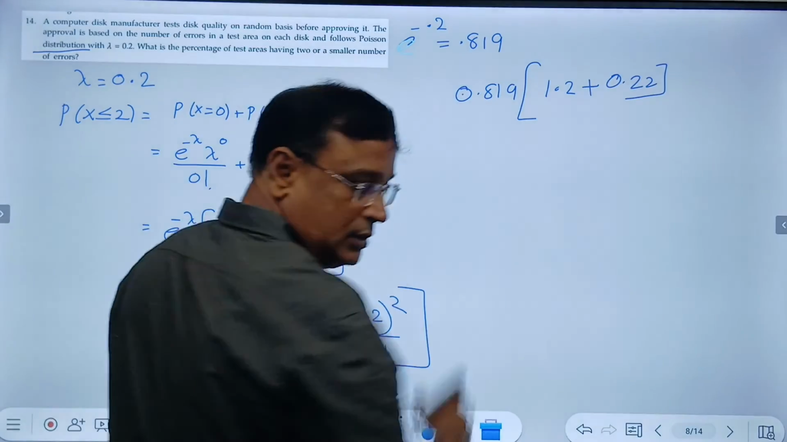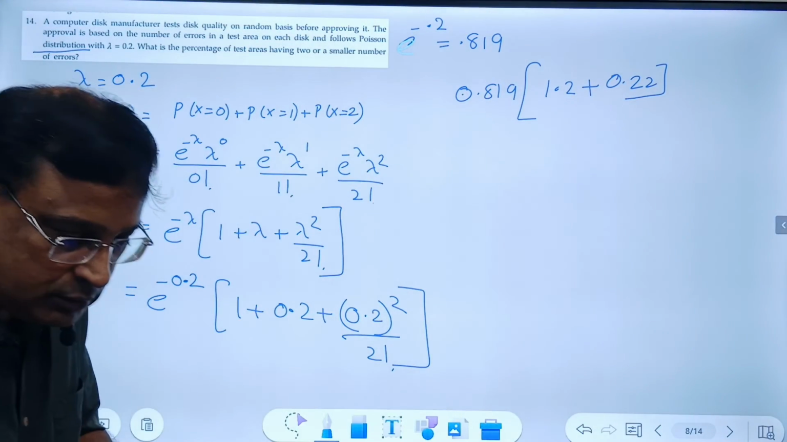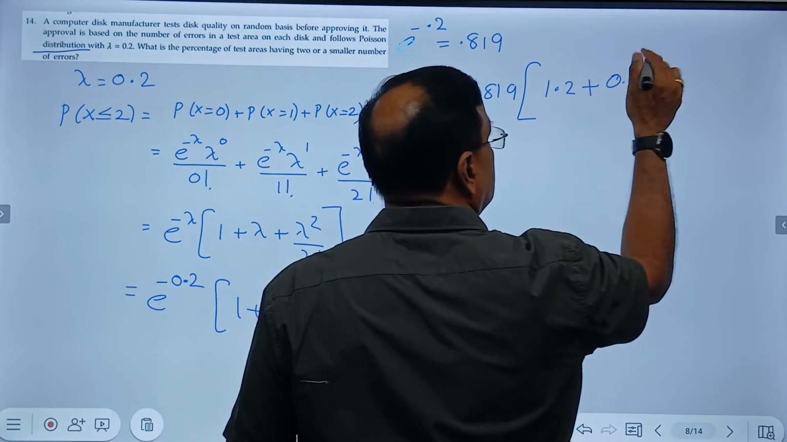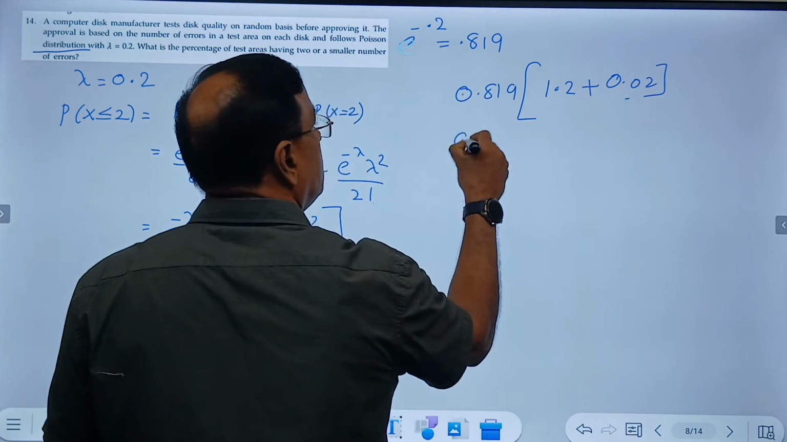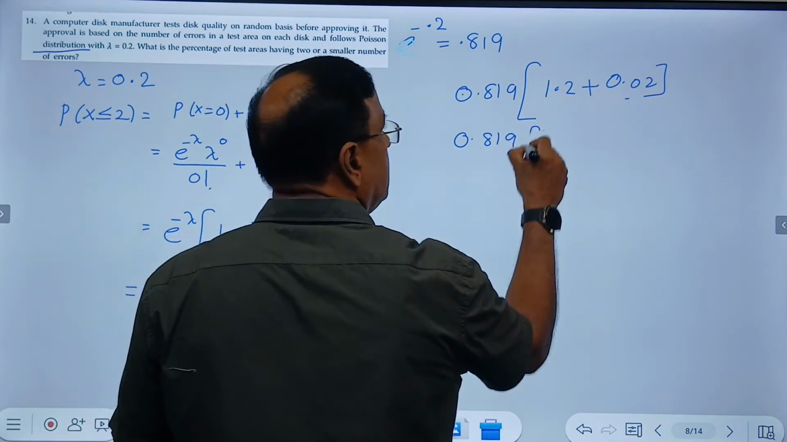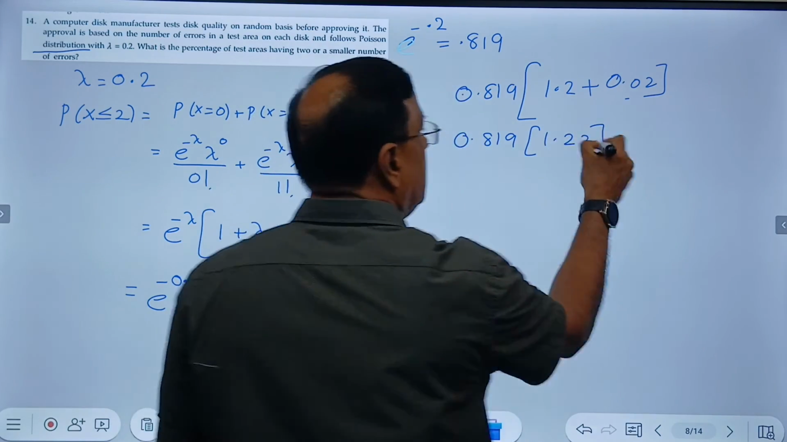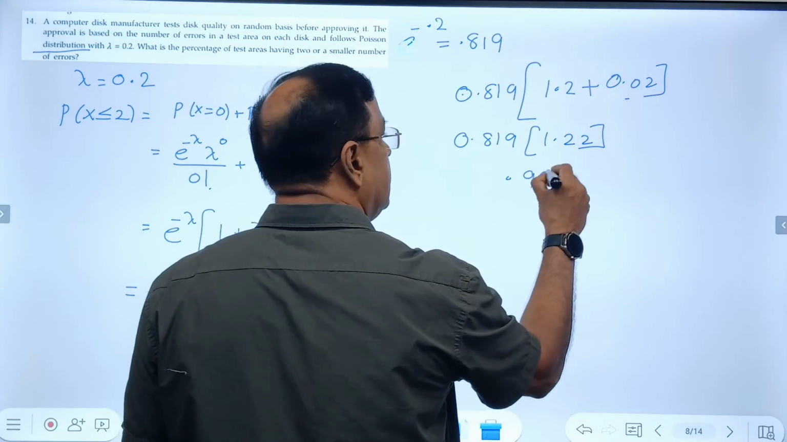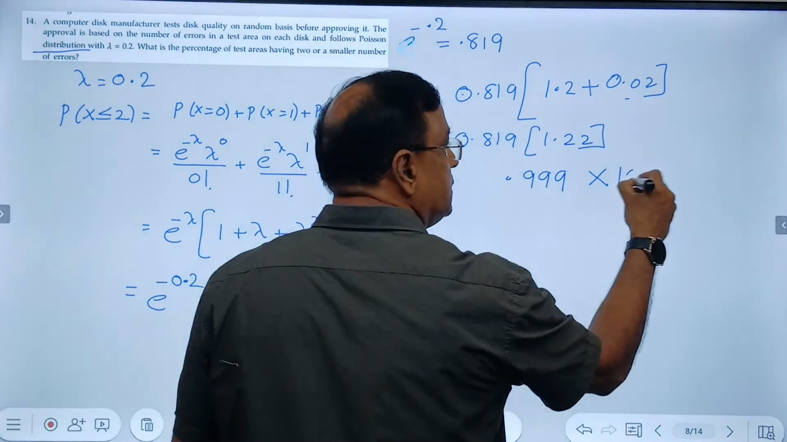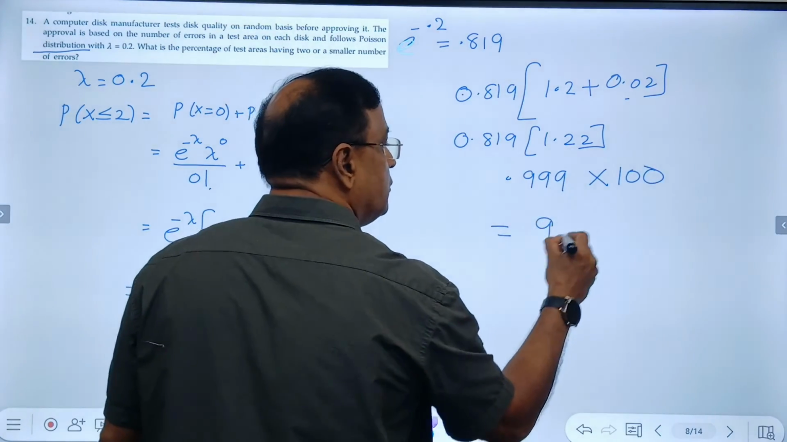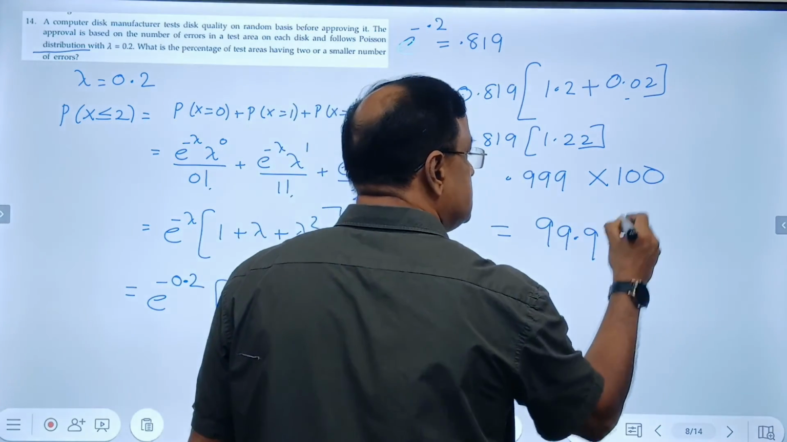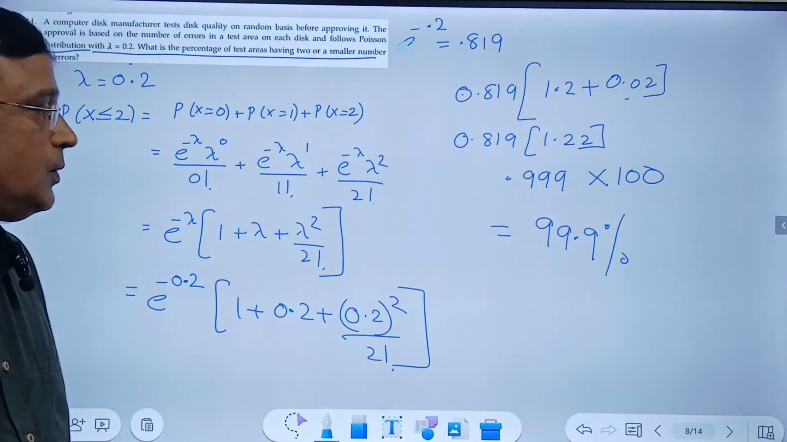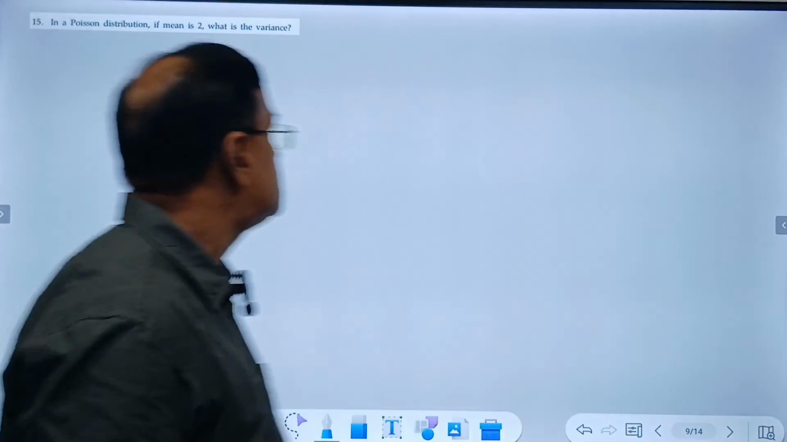correct? So when we do the calculation, what do I get? Actually 0.02. Okay. It is 0.819 into 1.22. So when we multiply this, I am getting it as 0.999. Since I want to calculate the percentage, I multiply by 100. So 99.9% is the answer. So the question is asked what percentage? Okay. Now let's go to the next question.